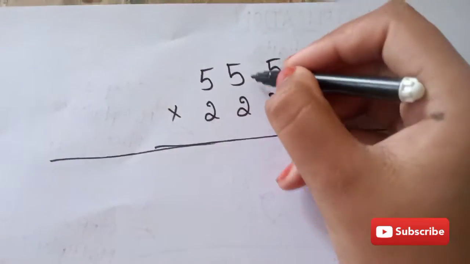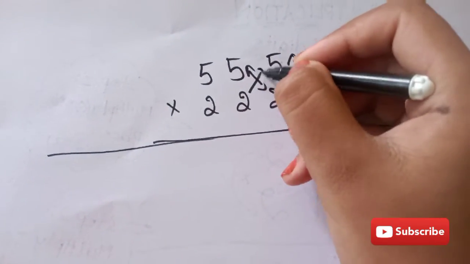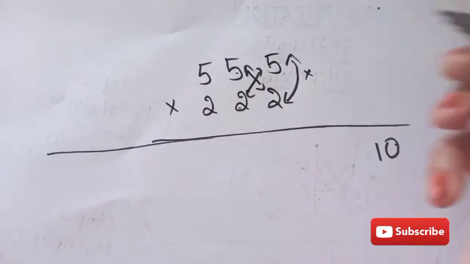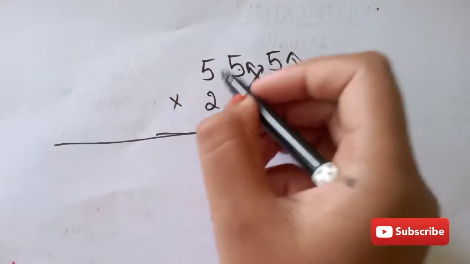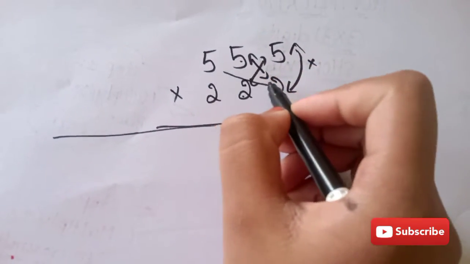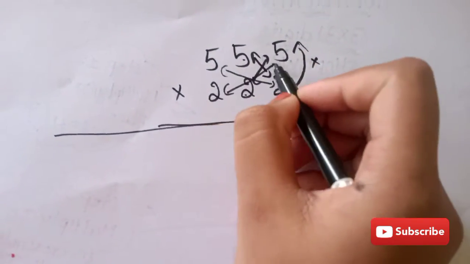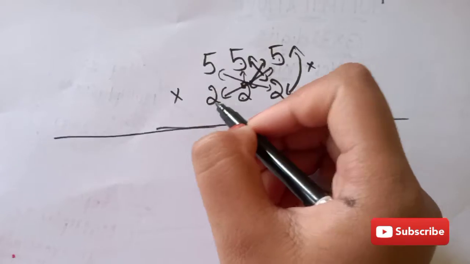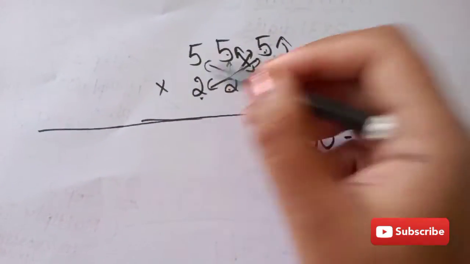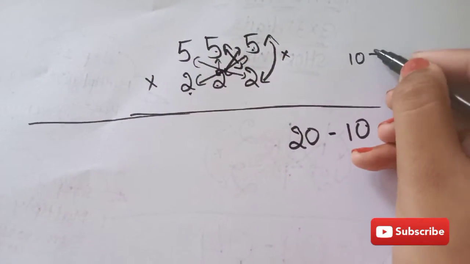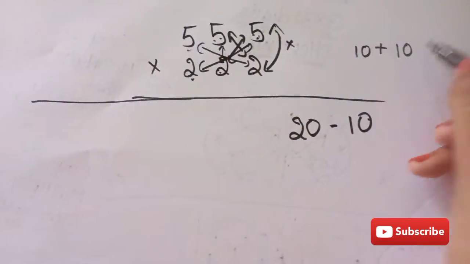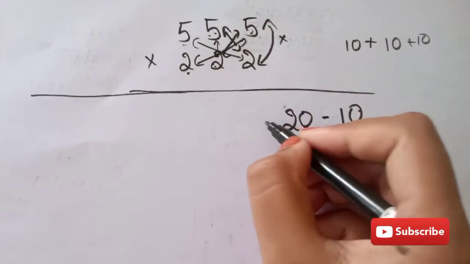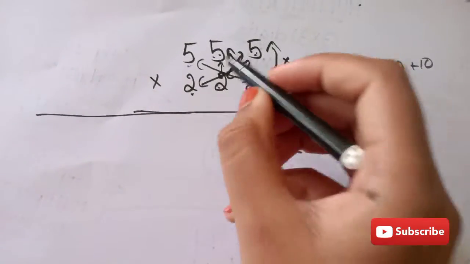First multiply ones place into ones place. Then do the cross multiplication of tens place into ones place. Next, as we know that it's a bit tricky, hundreds place into ones place, ones place into hundreds place, tens place into tens place. 5 into 2 plus 5 into 2 plus 5 into 2. 30.